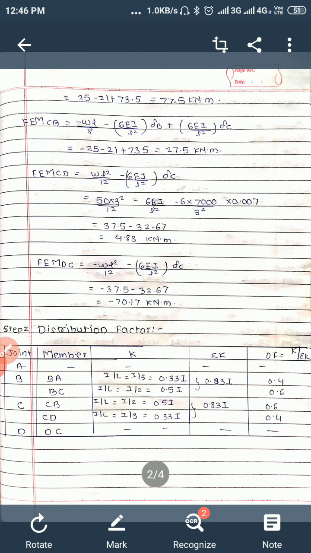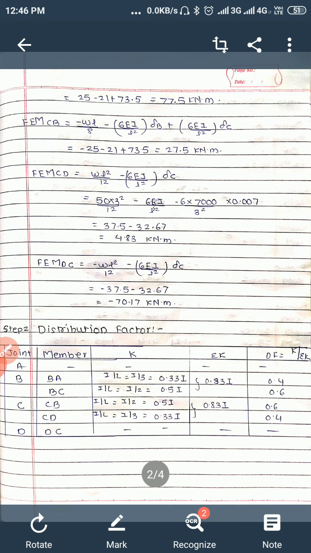Then accordingly we have calculated the member stiffness I/L. We have the same moment of inertia throughout the beam. Just be careful with the moment of inertia. One span may be given with I and another span with 2I, but in our numerical we have the same, identical moment of inertia for all the spans.